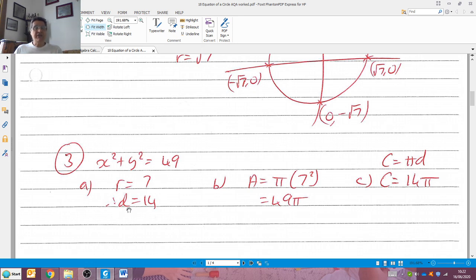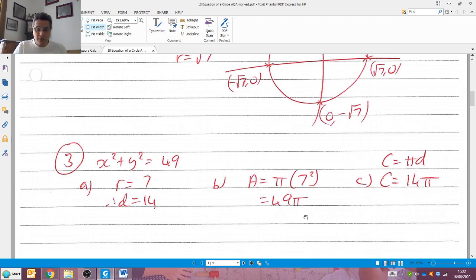Which means the diameter has got to be 2 lots of 7, 14. They wanted the area in terms of pi. This is clearly meant to be non-calculator work. Well, you remember from year 9 and year 8 that area of a circle is pi times radius squared, or pi r squared. Well, so that's pi times 7 squared. That gives us 49 pi. Please don't write down pi 49.